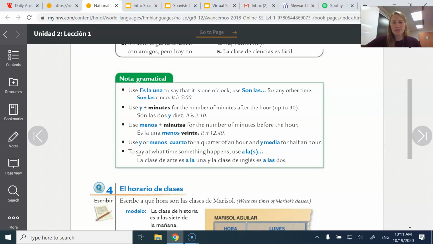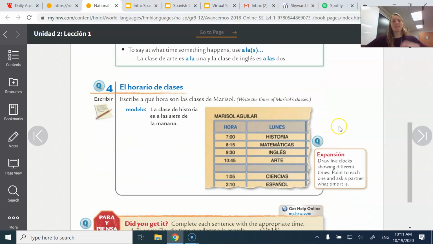So to say what time something happens, use a la or a las. So for example, la clase de arte es a la 1 y la clase de inglés es a las 2. Again, that's because una is singular, dos is going to be plural, las. Let's talk about this. El horario de clases. Remember, horario means schedule. Escribe a qué horas son las clases de Marisol. So, remember, escribe, that's to write. A qué hora son las clases de Marisol. So go ahead and pause the video. Try to think through how you would say each of her classes are at this time.